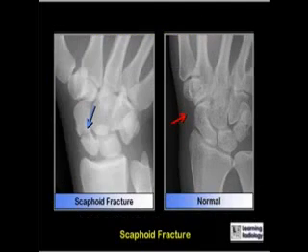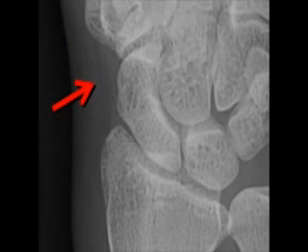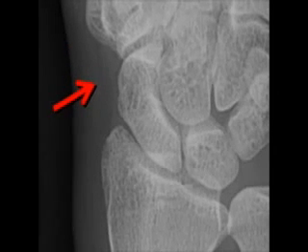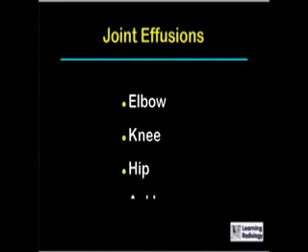The blue arrow is pointing to a transverse lucency through the waist of the scaphoid that represents a fracture. There is obliteration of the normal scaphoid fat stripe. The red arrow is pointing to the normal fat stripe. The joint effusions that we're going to discuss are those about the elbow, the knee, the hip, and the ankle.